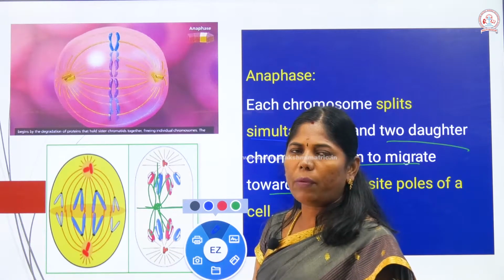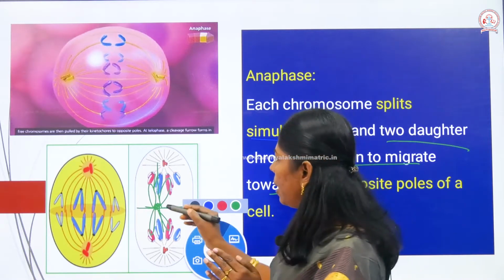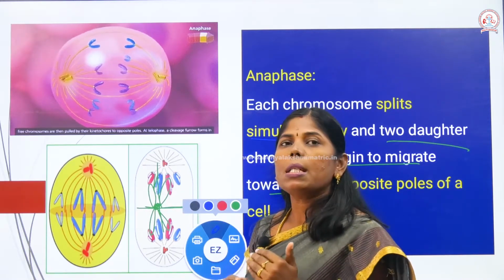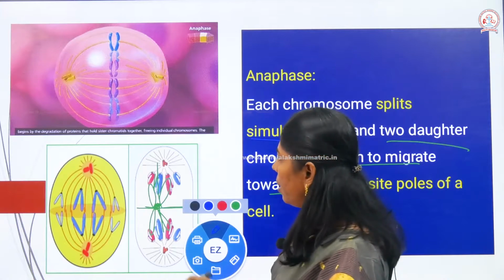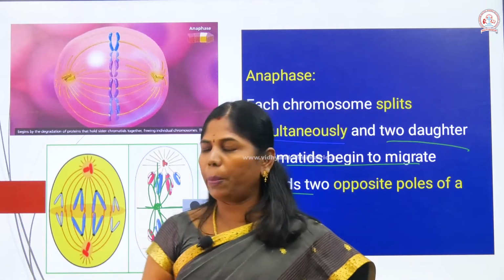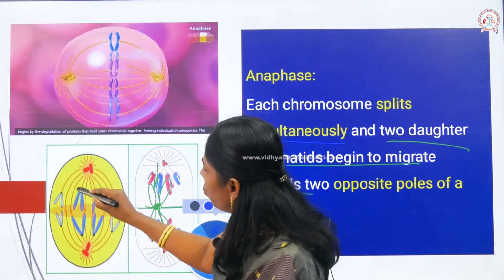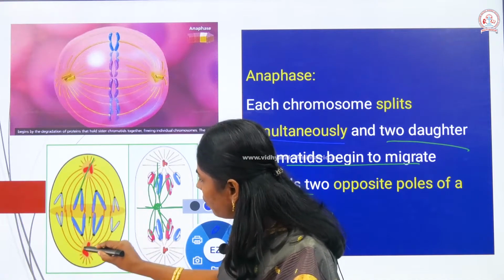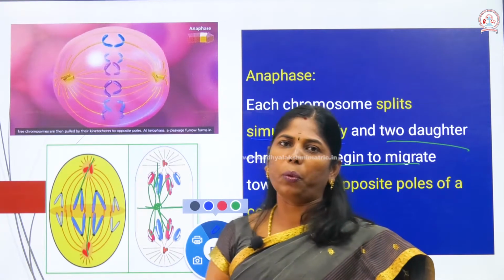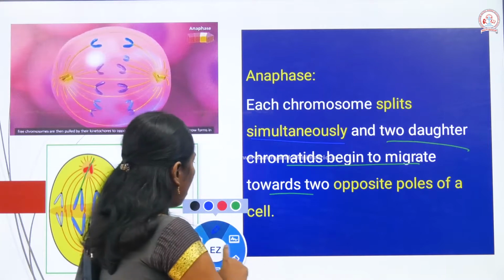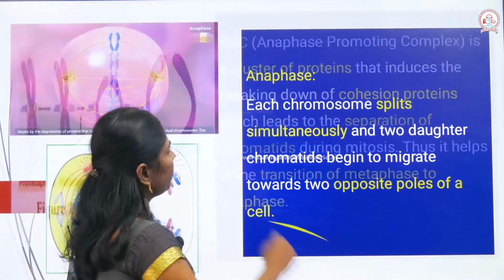daughter chromatids. Okay, so half of the centromere, what will happen is they can split along with the kinetochore also. Okay, so this is the splitting arrangement. So what happens is half of them move towards the opposite pole and another half move towards the other opposite pole. So this is towards opposite poles of your cell.